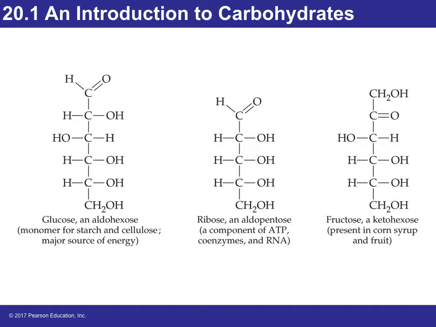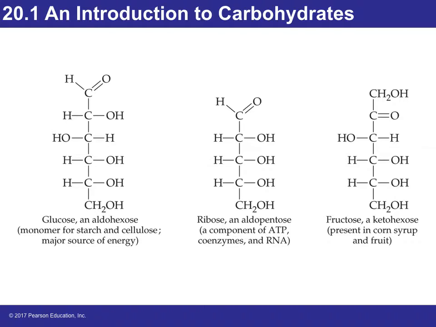Glucose is an aldohexose. Very important, that's for energy, and that's the one we call the monomer, the building block for starch in plants and cellulose. We're going to see that for us, another way of storage is glycogen.